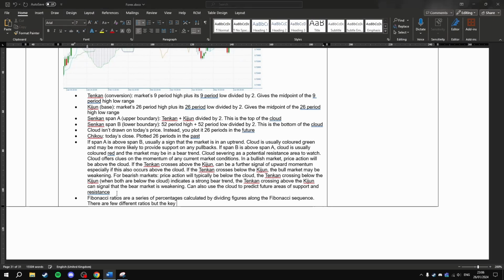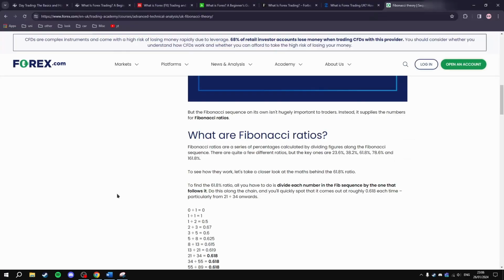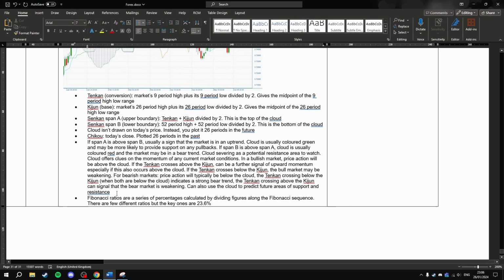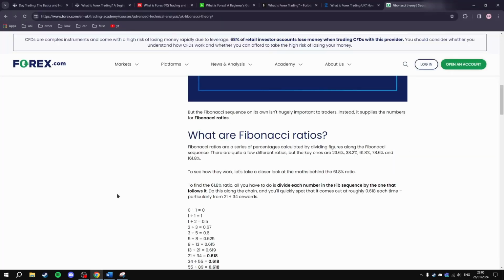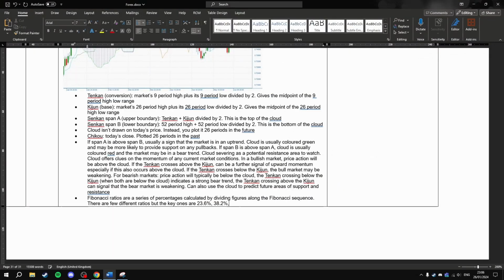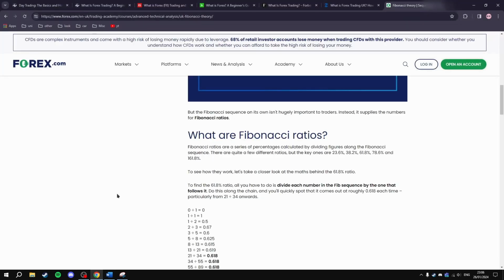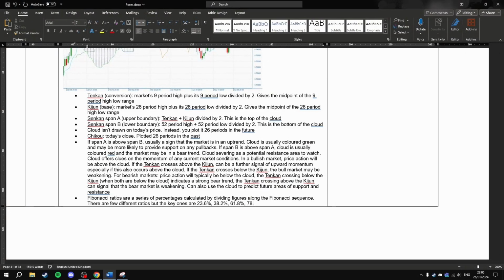But the key ones are 23.6%, 38.2%, 50%, 61.8%, 78.6%, and 161.8%.